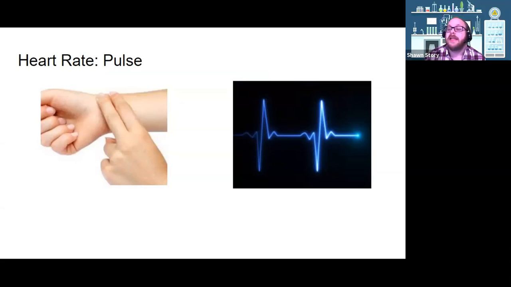The other one is heart rate, our pulse. What is the average pulse that we should have? That's kind of a trick question. What do you think? What is the average pulse we should have? And why is that a trick question?